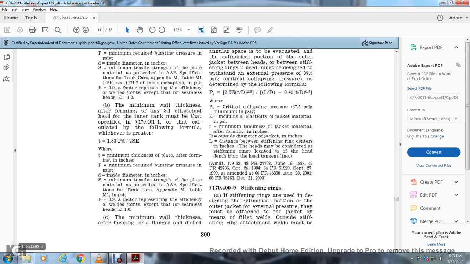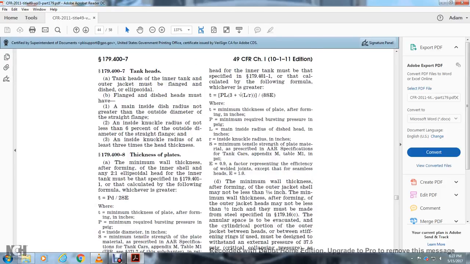The minimum wall thickness for the after forming the flange and dish head for the inner tank must be specified in 179-401 for the calculate with the following formula, whichever is greater. T equals PL times 3 plus the square root of L divided by R, divided by 8 SE. T is the minimum thickness for the plate after forming in inches. P equals the minimum bursting pressure in PSI gauge.